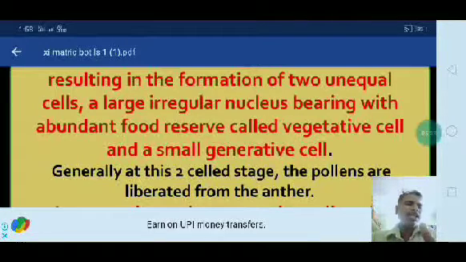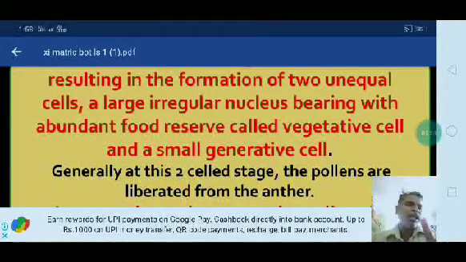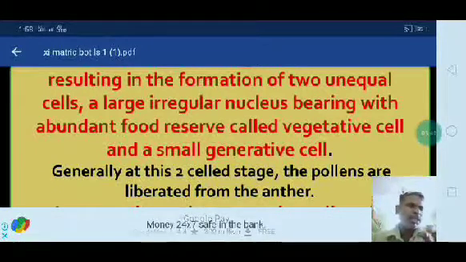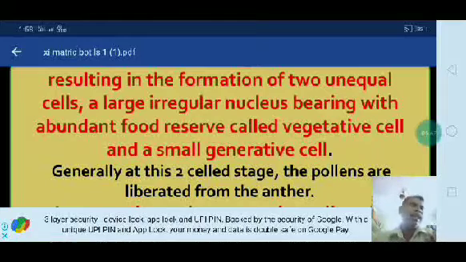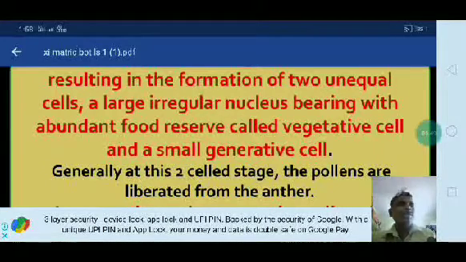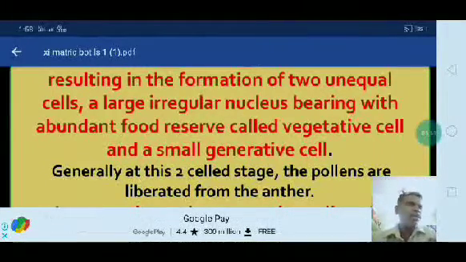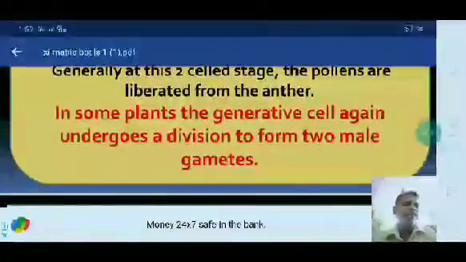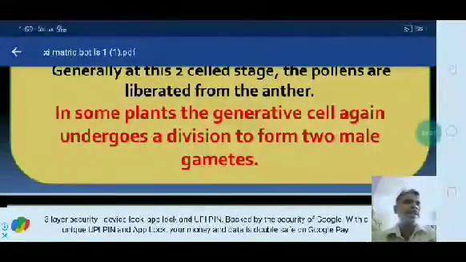The first one is a large cell with an irregular nucleus, bearing abundant food reserve material, called the vegetative cell, and the second is a small generative cell. Generally at this stage, only the two-cell stage is produced, and the pollen grains are liberated from the anther.